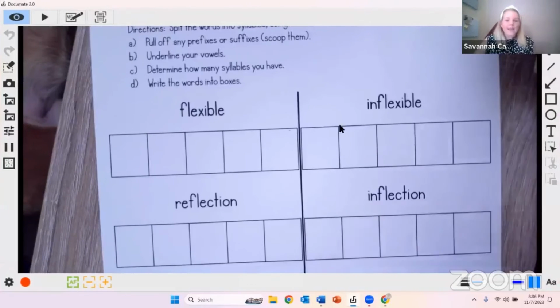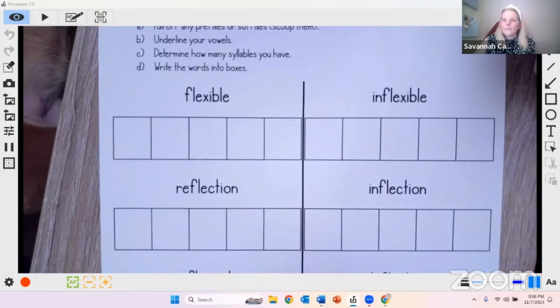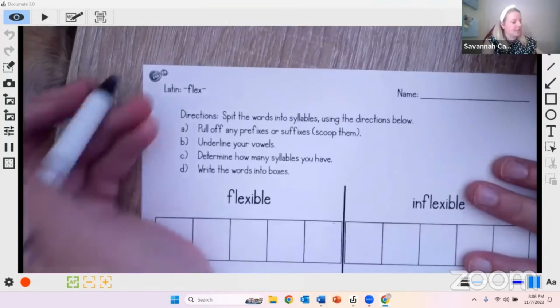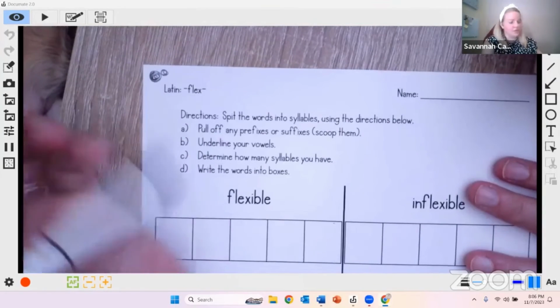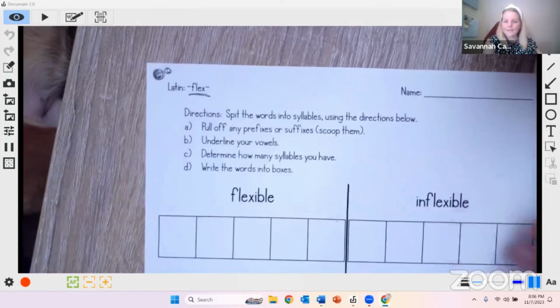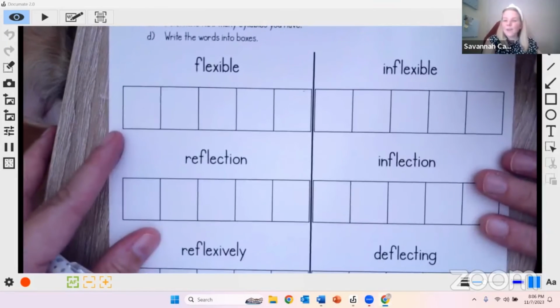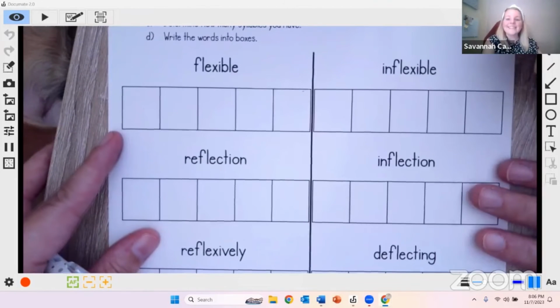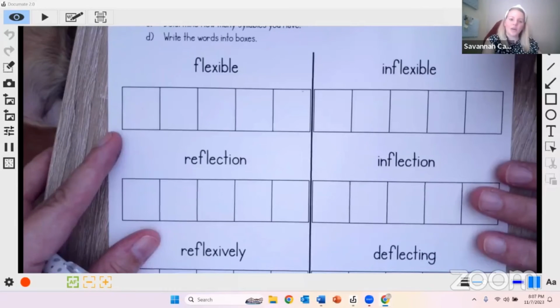So I have made, and these all go with my Anglo-Saxon, Latin, and Greek morphology, all the ones that I have for my PowerPoints and my review decks, it's the same thing. But I made these sheets that focus on a single morpheme. For example, this one is flex. What I'm asking my kids to do is exactly what we just did with the note cards. Instead, I'm asking them to do it on a piece of paper.